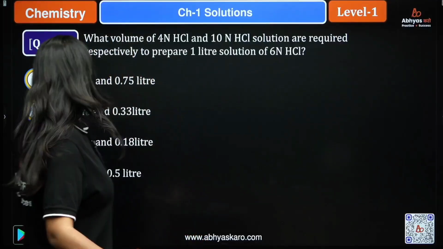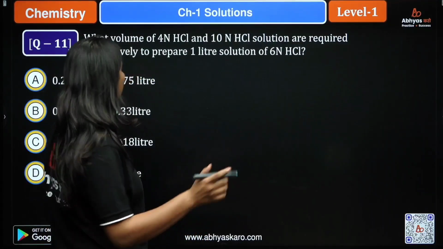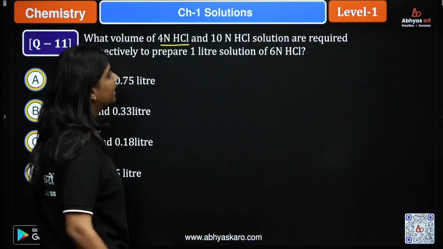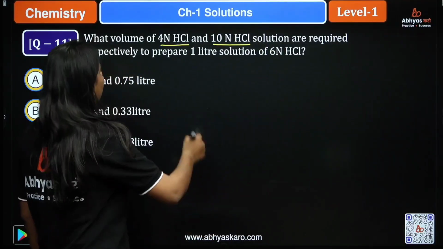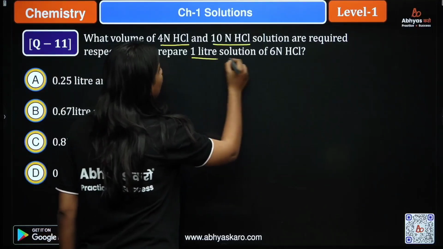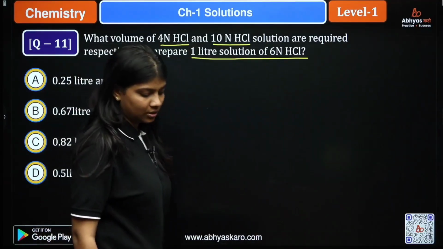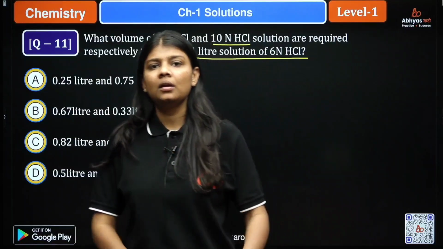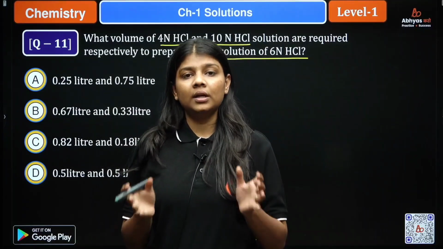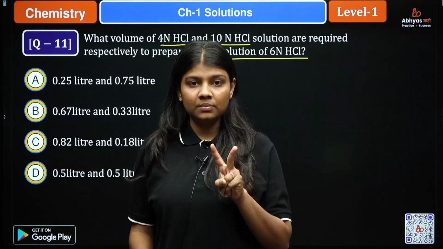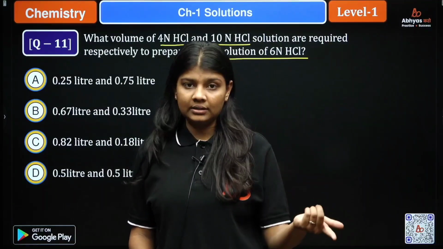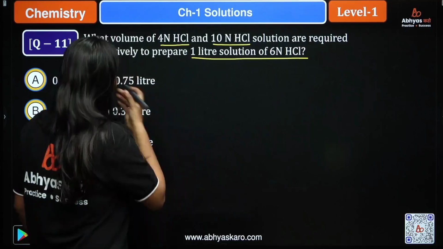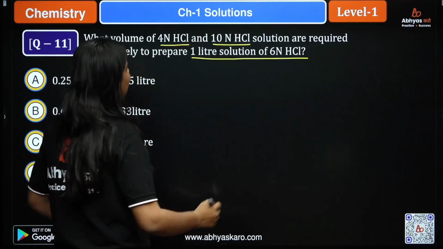Let's see another question. What volume of 4 normal HCl and 10 normal HCl solutions are required respectively to prepare 1 liter of 6 normal solution? This is the simple concept of dilution. When we mix two same solutions, what will be the normality of the resultant solution? Okay, so for that, let's write the data first.